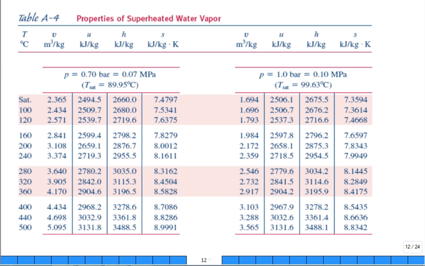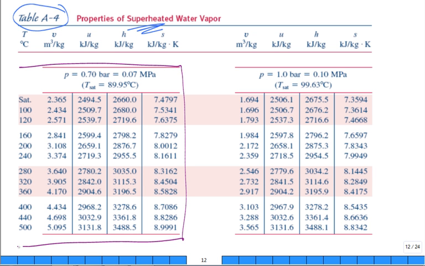Well, let's take a look at table A4 for the superheated region. Everything is in what we call pressure blocks. This is a pressure block. Everything in here is for this pressure of 0.7 bar. And because so many unit conversions associated with pressure are so tedious and error prone, they tell you, oh, 0.7 bar is also 0.07 megapascal. True?